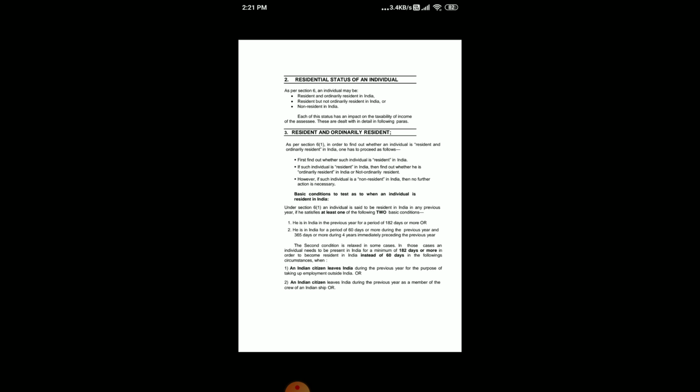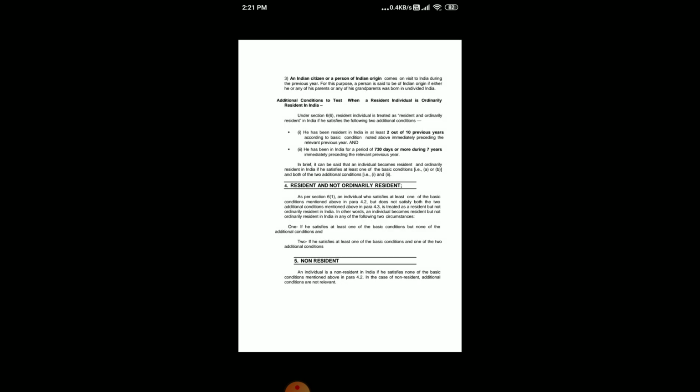So out of these two basic conditions, he has to satisfy any one of the basic conditions, right? Any one of the basic conditions. Now, the third exception: an Indian citizen or a person of Indian origin comes on a visit to India during the previous year. A person is said to be of Indian origin if either he or any of his parents or grandparents was born in undivided India.